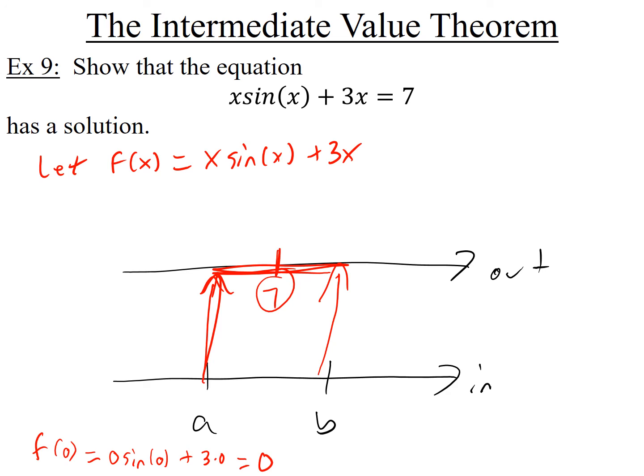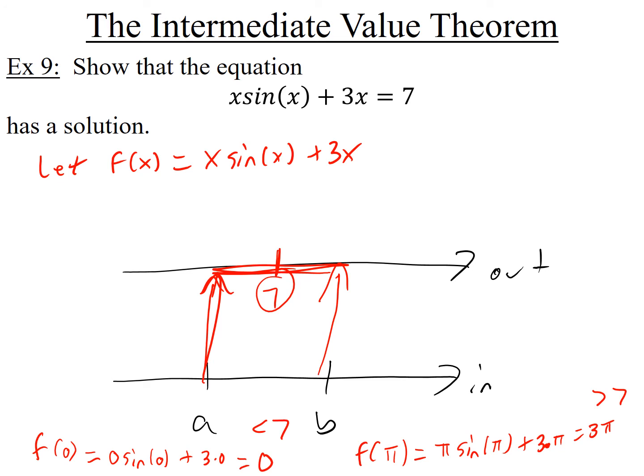Now, because it has sine there, and we're not going to be using a calculator, you want to plug in something that's easy to plug into sine, and maybe easy to calculate in general. So my advice is to plug in pi. Because if you plug in pi, look what happens. You get pi sine pi plus 3 times pi. Sine pi is 0, so you just get 3 pi. Do you agree that's bigger than 7? Yeah, it's 3 times 3.14. Definitely bigger than 7. This is less than 7, that's bigger than 7, so that's going to work. So my interval is going to be 0 to pi.